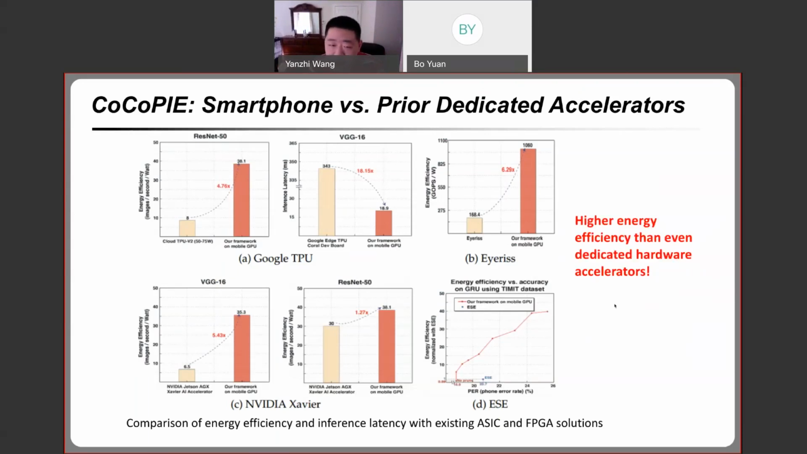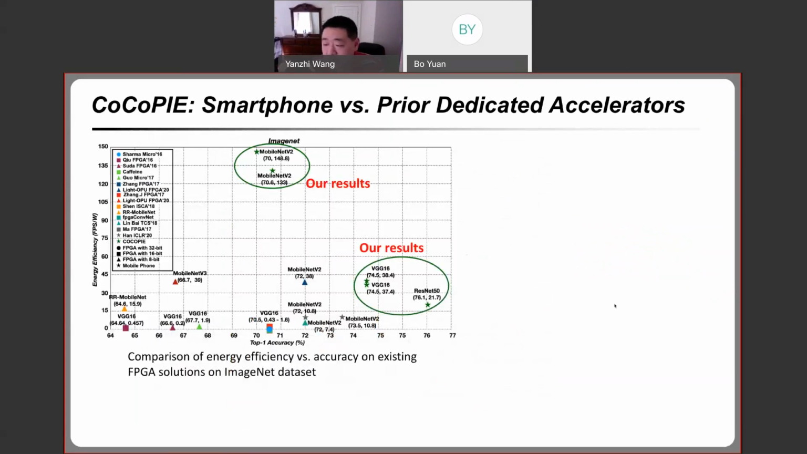If we compare with all the prior FPGA solutions, we have brought all the prior FPGA solutions, as long as they report the energy efficiency. As we can see, they are all here, from prior work or from FPGA and hardware conferences. And if we compare our results using a mobile phone, we can see that under the same accuracy, we consistently have a higher energy efficiency. And the gap is not minor. So we want to explore why this is the case, because conventionally people believe that dedicated hardware should be more efficient, but we show that this is not the case. Our framework is more efficient.